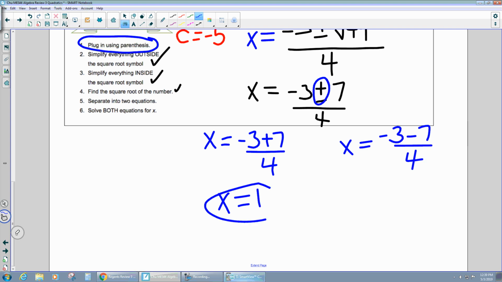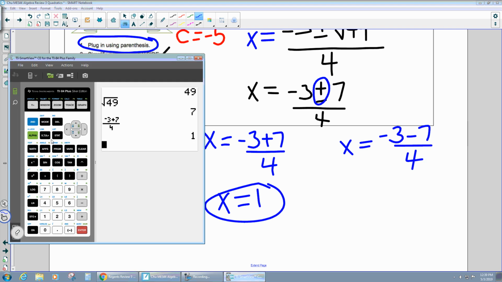Let's try the other one. Same thing, alpha, y equals, and then I have negative 3 minus 7, and 4 in my denominator. That gives you negative 5 over 2.